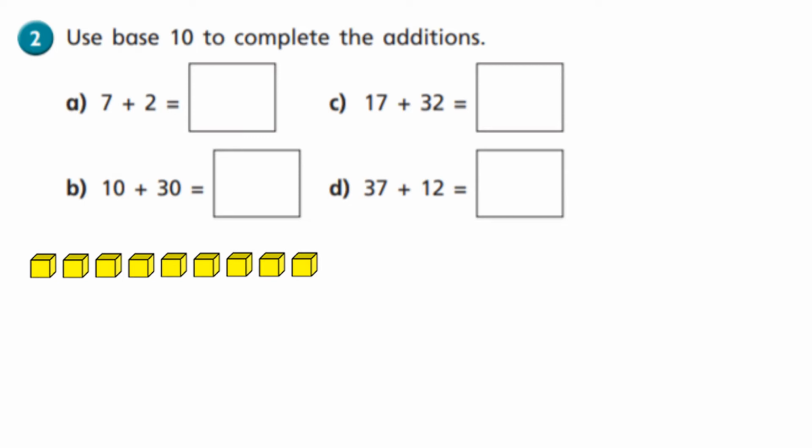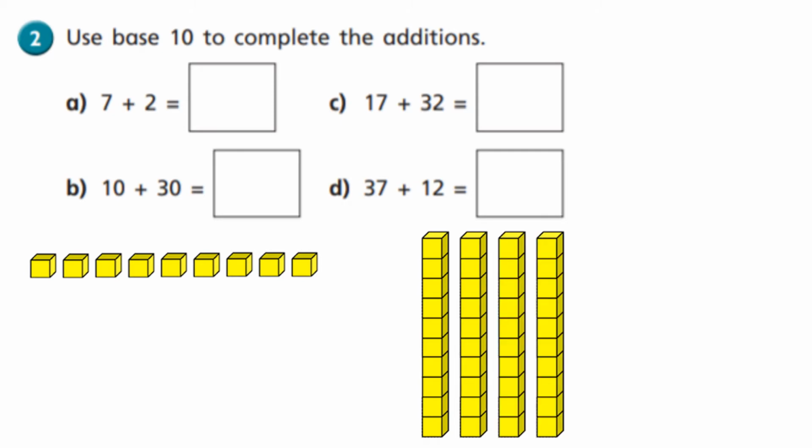Then I'm going to go on to b, which is 10, add 30, which is 3 tens. I've got 10, 20, 30, 40. So I know that 10 add 30 is 40. Now, I would like you to use what we've done here with the 7 and 2 and the 10 and 30 to work out C and D, please. So you're going to use these answers to help you with these ones. So you've got 17 add 32, 37 add 12. So you're going to pause me now and work those out.